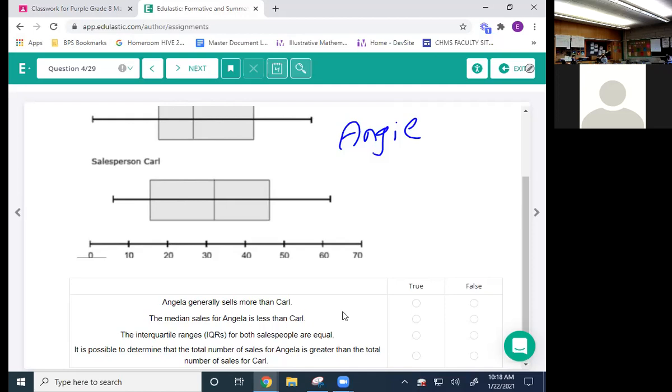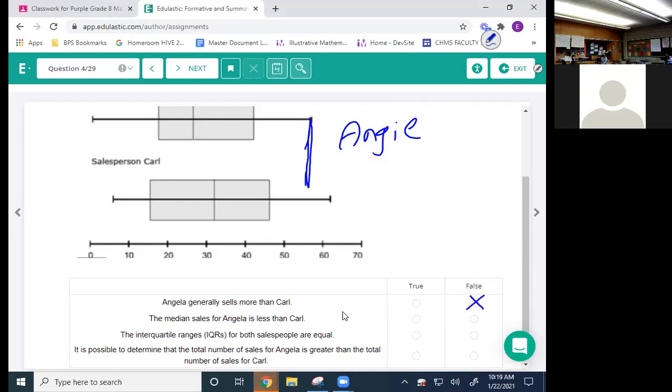Good. Another reason is that her minimum is smaller than Carl's as well. Like her data is equally as long, if I were to shift it over, but it's further towards the smaller numbers. So very good. Nice job. That one is false.